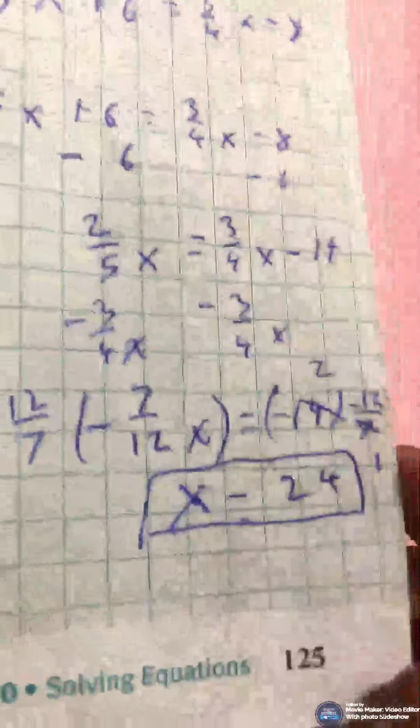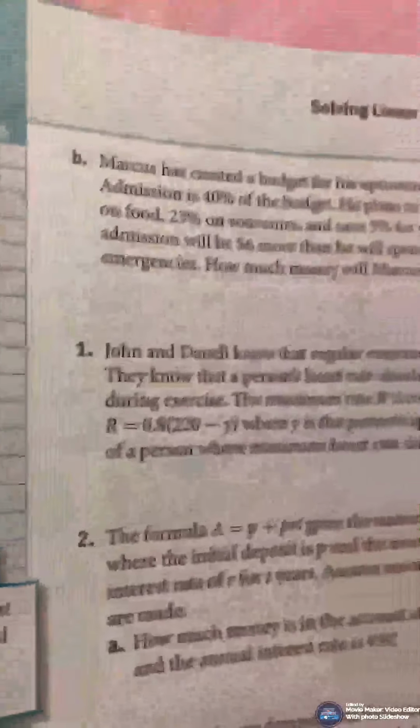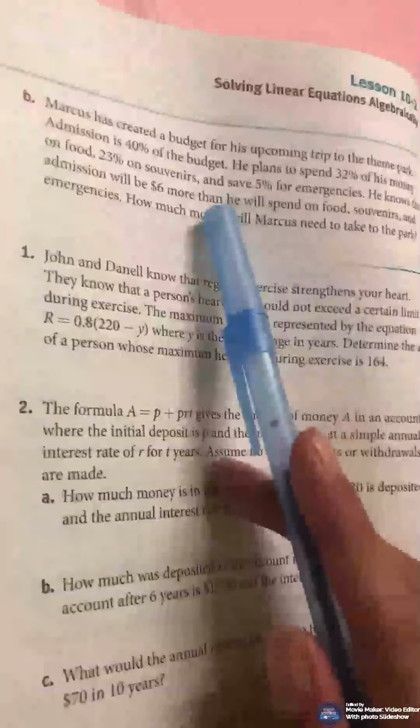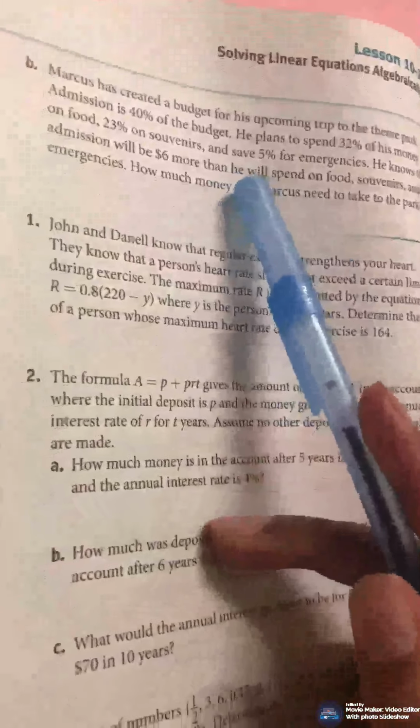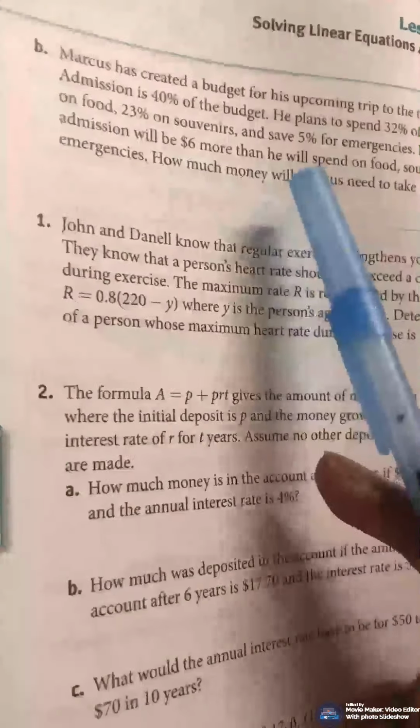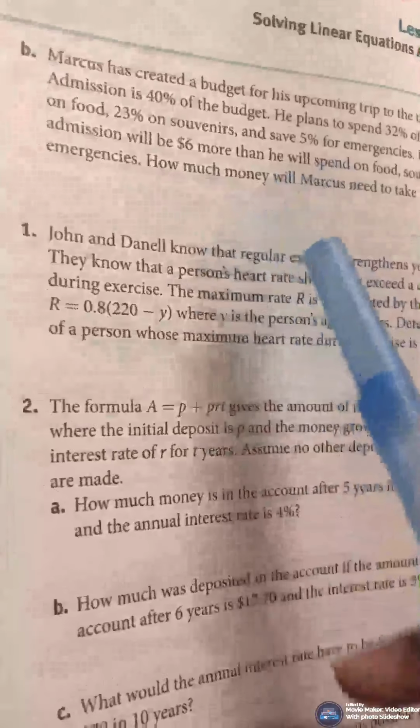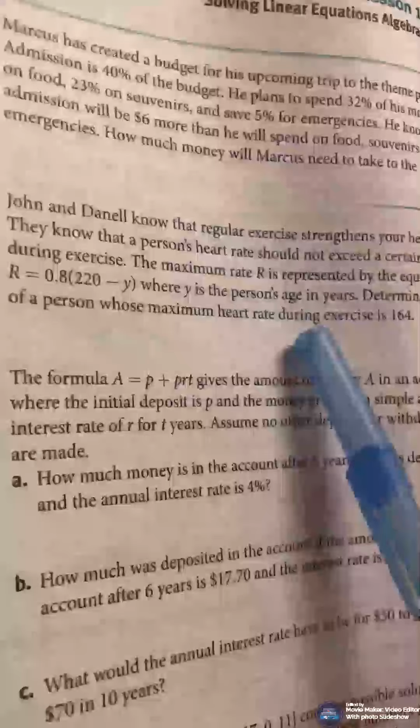So let's move on from page 125 to page 126, lesson 10-2, activity 10. So, problem B of Chinese B. This is the same as problem A, so I would like you guys to try it out. And I don't want to solve this because you already had an experience solving it last time. So let's do problem 1.